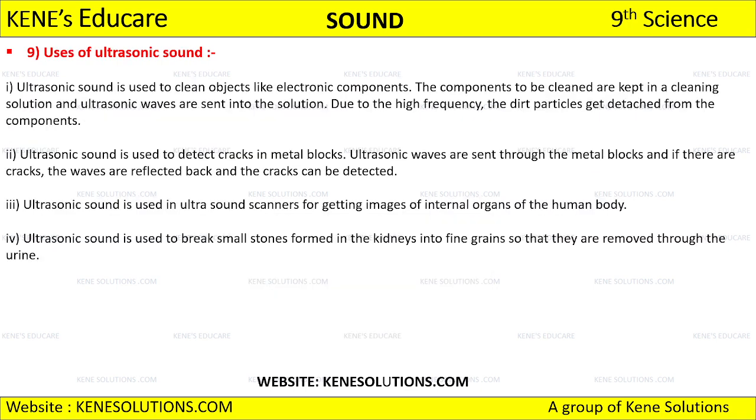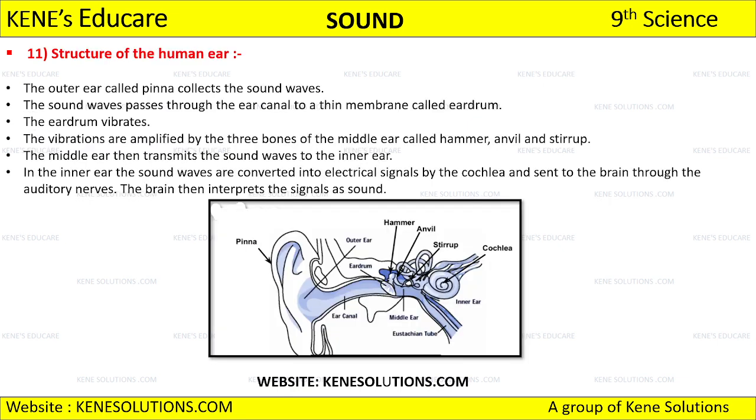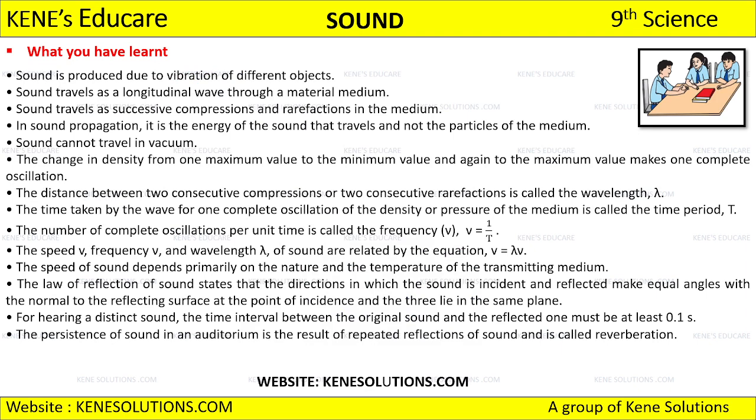Now, I'm going to start the uses of ultrasonic sound in the next part, where we will study the uses of ultrasonic sound. Then we'll discuss sonar. After that, we will be discussing the structure of the human ear. So this is how we are going to end the lesson. We have three more parts to learn in the lesson. Then we have the summary and 22 exercise questions to discuss, which we will do at the end. So I need two more parts: one part where we will discuss all three leftover concepts, and one part just for the summary and exercise, because there are 22 questions, right?